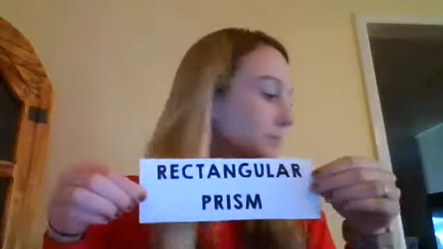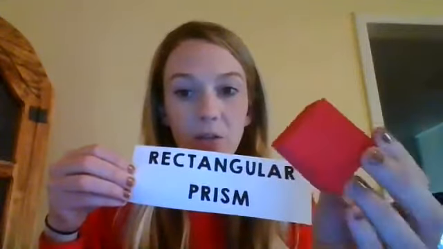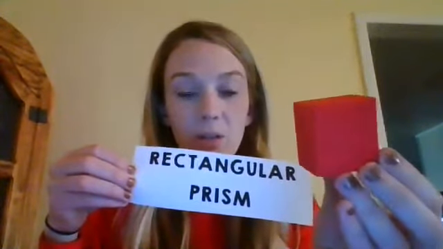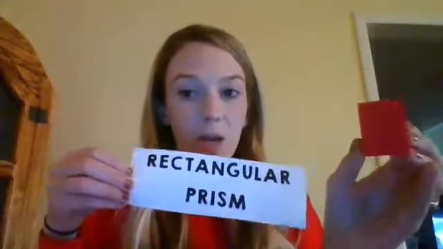The next one is, actually, we're going to get to that in a minute. Let's do a rectangular prism. This is a rectangular prism. This is one example. So you can see we have rectangles. Now there are some squares, but since there are some rectangles, it is now a rectangular prism.